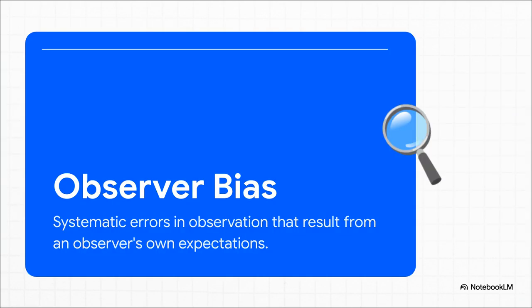Now, for the second major trap, observer bias. This one's tricky because it's all about us. It's when our own expectations, our theories about what we think should happen, cause us to make systematic errors in what we actually see and record. Our beliefs can literally change what we perceive.